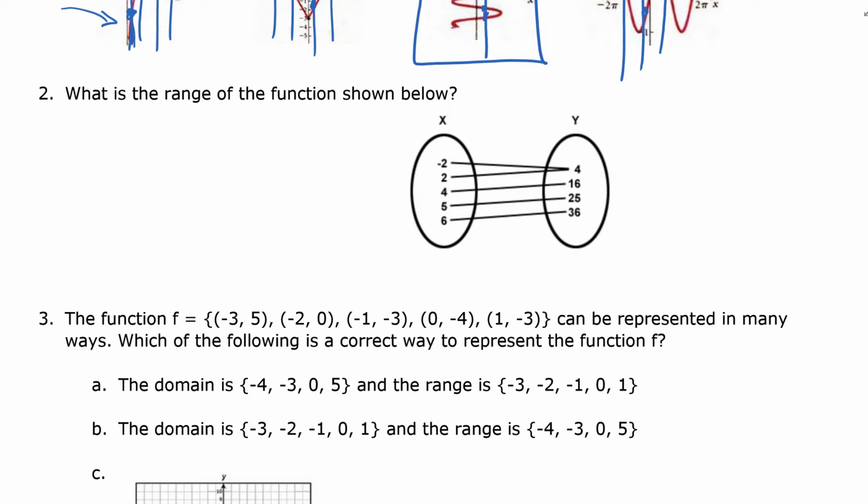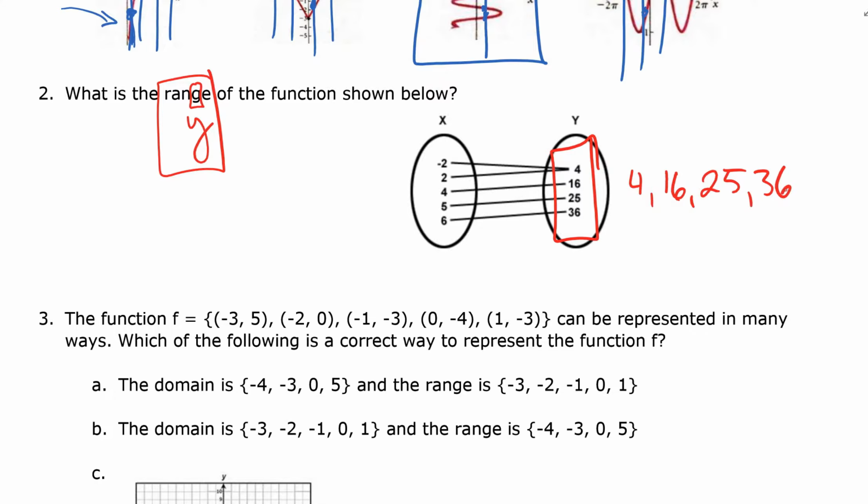On question number 2, it asks us for range. We know that range is asking for y, the output, the dependent variable. The y looks like the g in range, so we can differentiate it from domain, which is x. In a mapping diagram, it's laid out in the form for us, so the answers are listed right there: 4, 16, 25, and 36.